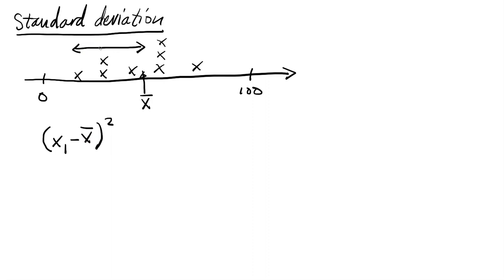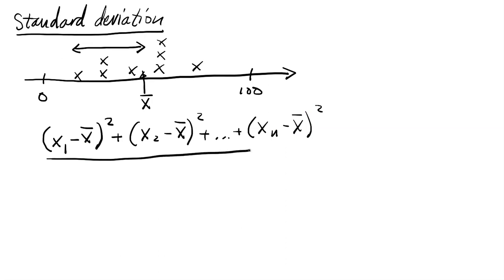Now we want to find out what is the average of all these squares. So we take the square of the distance from all these data points, and we take the average. So that's similar to how we did for mean absolute deviation. Okay, so we take the average, we divide by n. Then we get something that is called the variance. So this is called the variance.